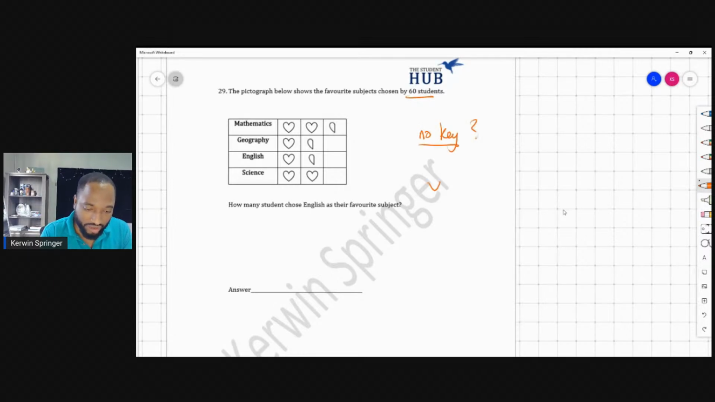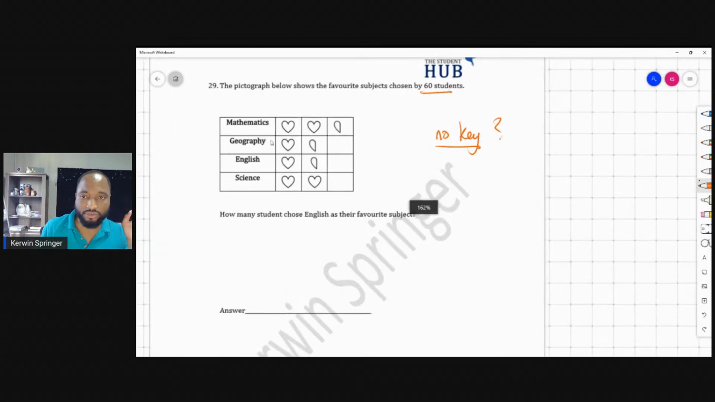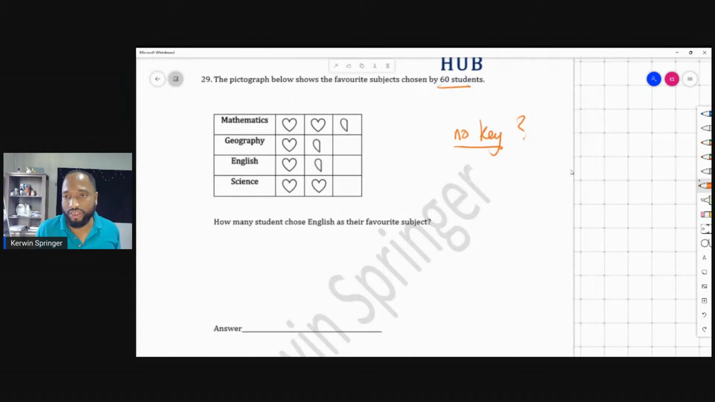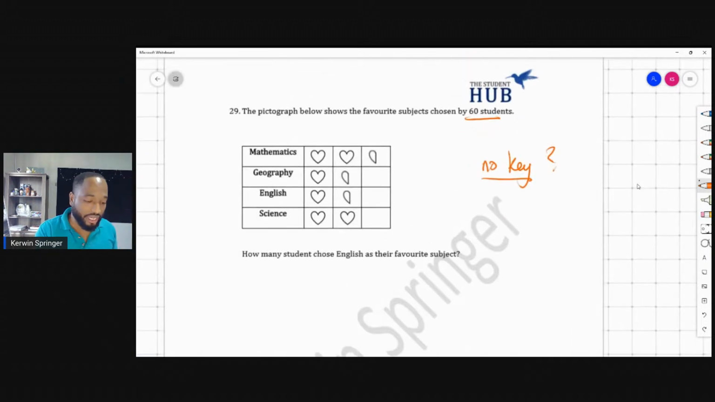What is the key? The key is like if they give you the heart and tell you 1 heart means 5 students. Here there's no key, so you need to figure out the key. If you are not given a key, you need to add up how many shapes you have. So let's begin adding up these shapes.